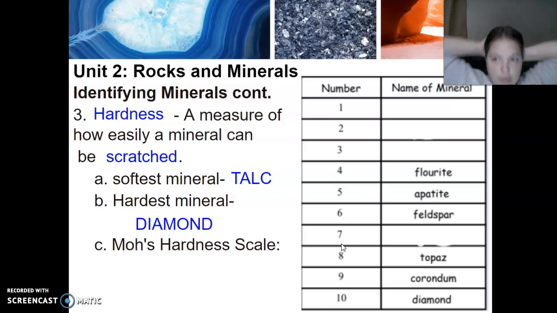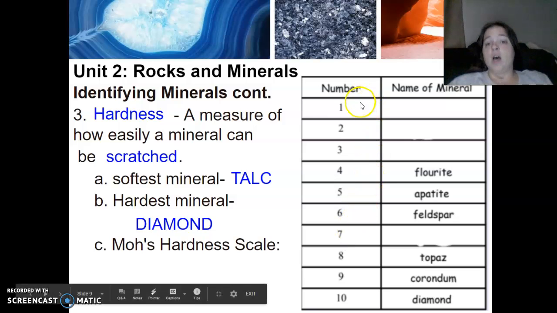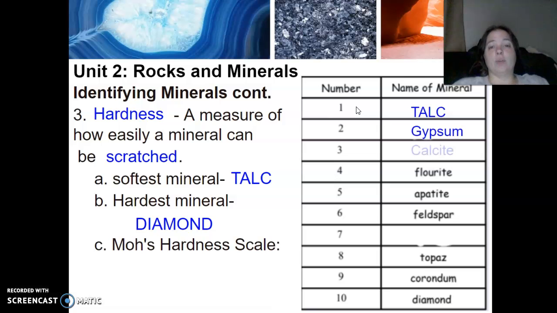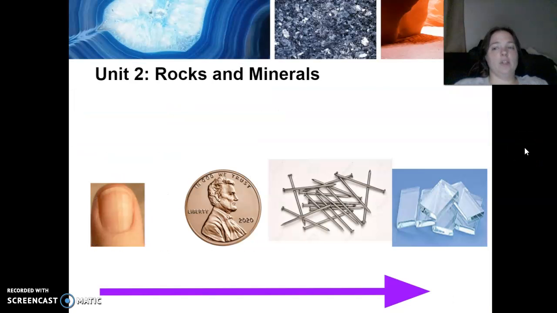If you look at your reference table, you can easily fill these in. At number 1, you have talc. At number 2, you have gypsum. At number 3, you have calcite. And at number 7, you have quartz. I know olivine is pretty close, but for this one we're going with quartz.